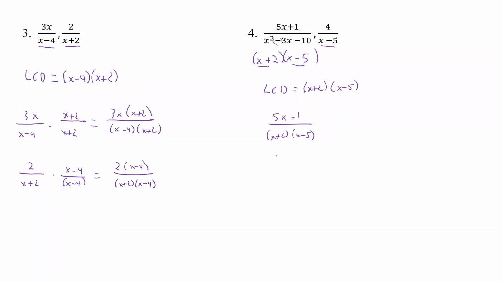Now the other one, though, we have 4 over x minus 5. So what do we have to multiply to get that LCD?